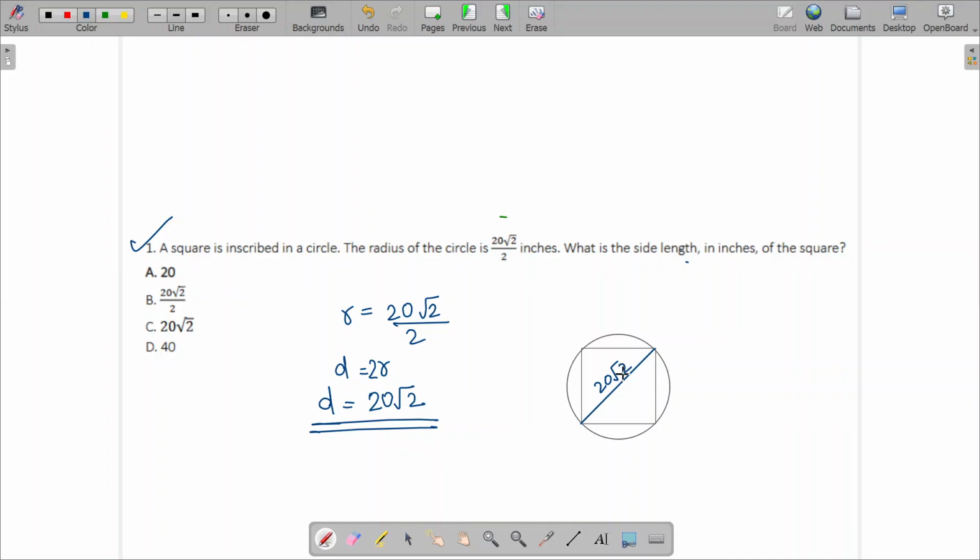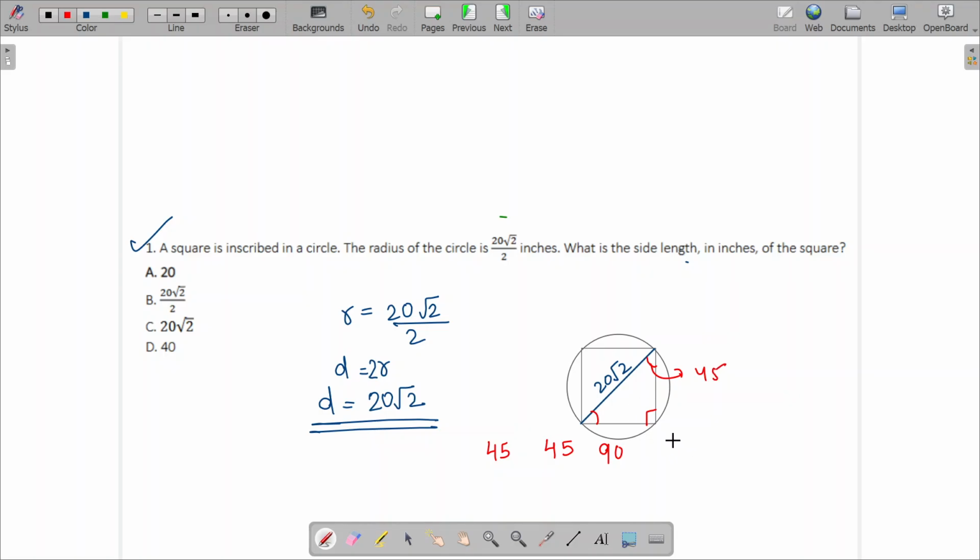Now remember, I told you one more thing. Whenever a square is inscribed in a circle or a circle is inscribed in a square, we always get 45, 45, 90-degree angles. If this is 90, then these two angles are 45, 45.